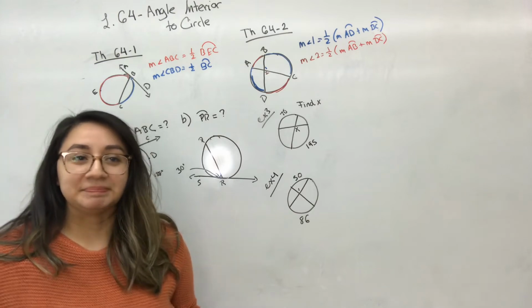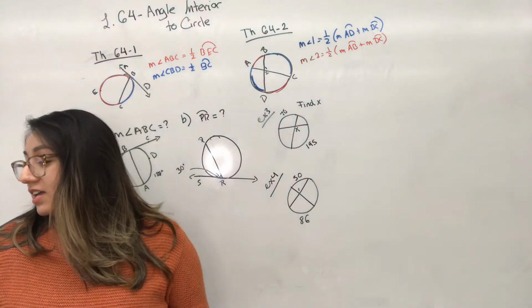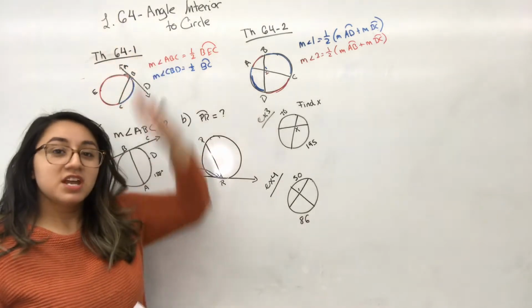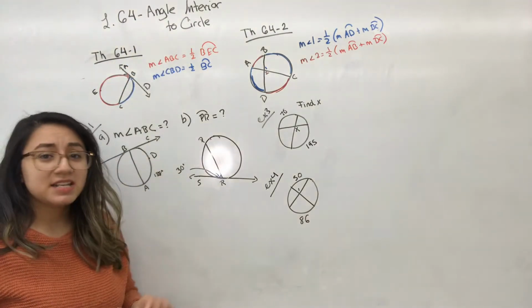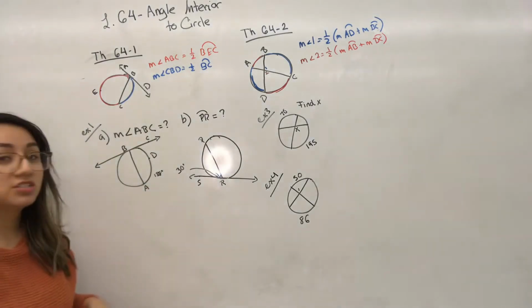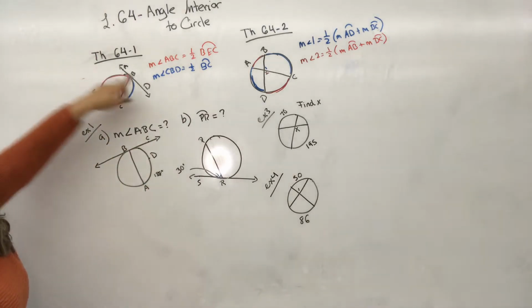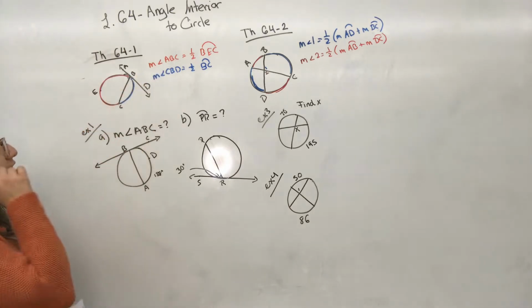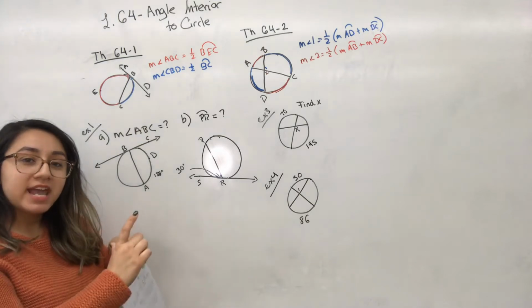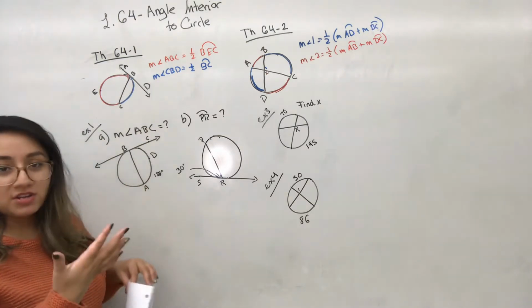In your worksheet, lesson 64, it talks about angles interior to circles. There are two main things about this lesson: angles and the arcs that are connected to them. For example, the measure of angle ABC. Now we have to picture outside the box because part of the angle is inside the circle and the other part is not.